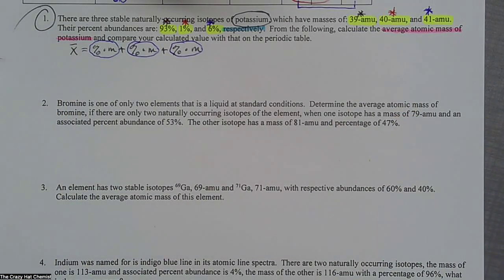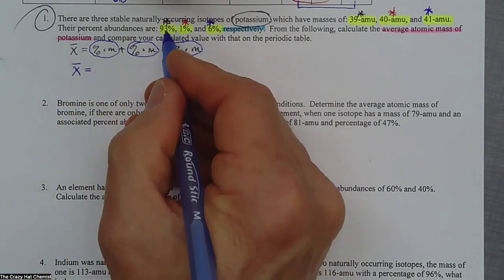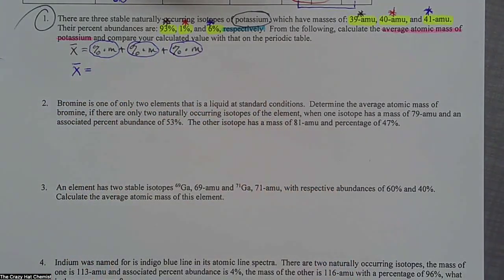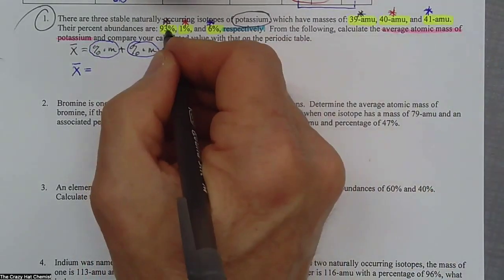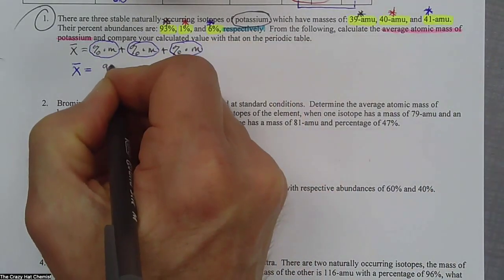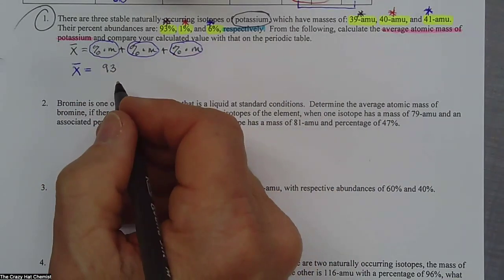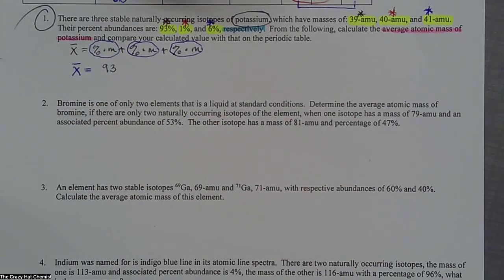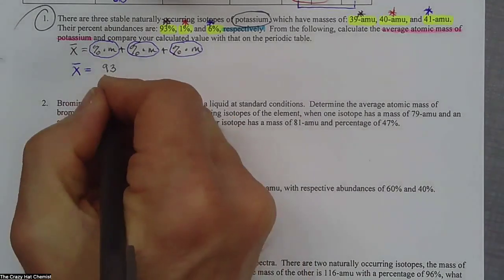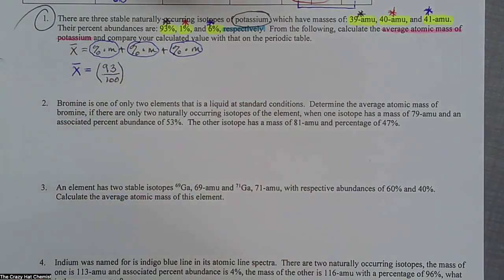So we are going to calculate the average. That's X bar is equal to the percent, which is 93. I'm going to highlight this in colors here. I used a black pen, so 93%. And 93% is really 93 divided by 100. So we're going to say 93 over 100. That will give me my decimal value.